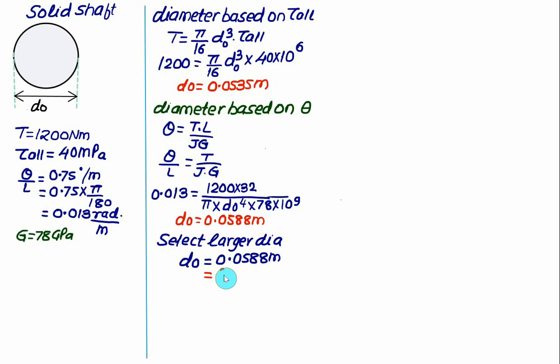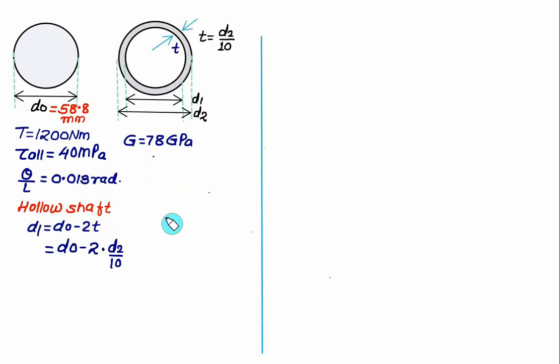0.0588 m is the same as 58.8 mm. So this diameter D0 is equal to 58.8 mm. So we have D0 equal to 58.8. We have a hollow shaft here with thickness equal to D2 by 10.